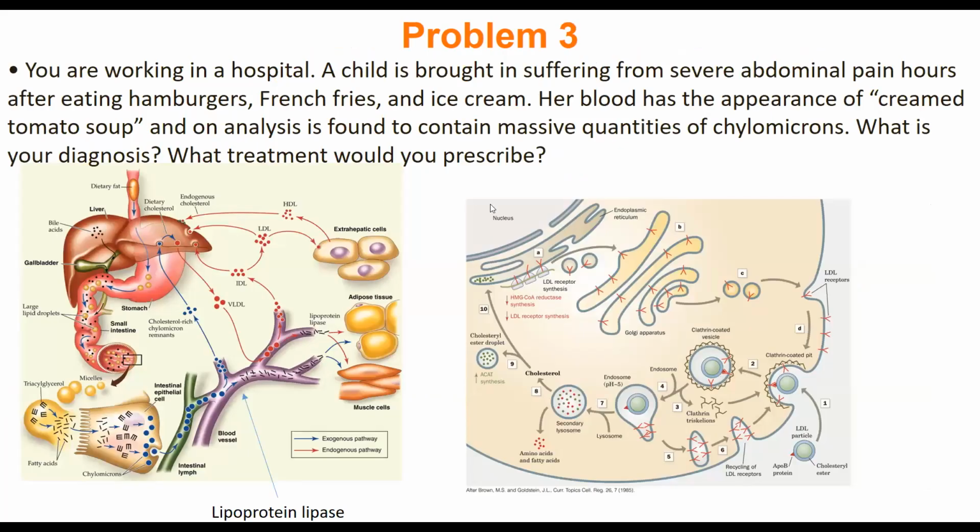And so here's one of our critical thinking questions. Let's say that you decide to become a doctor and you're working in a hospital, and then a child comes in with really bad stomach pains after eating hamburgers, fries, and ice cream, the typical American lunch. The blood of the child, when you look at it, looks like cream of tomato soup. This is weird, so you do an analysis of the blood and you see, oh, there are a lot of chylomicrons in the blood.